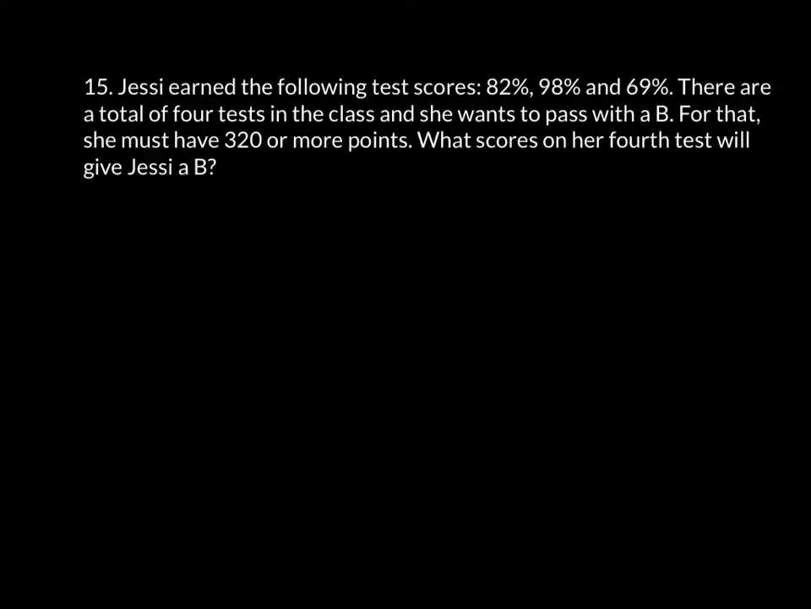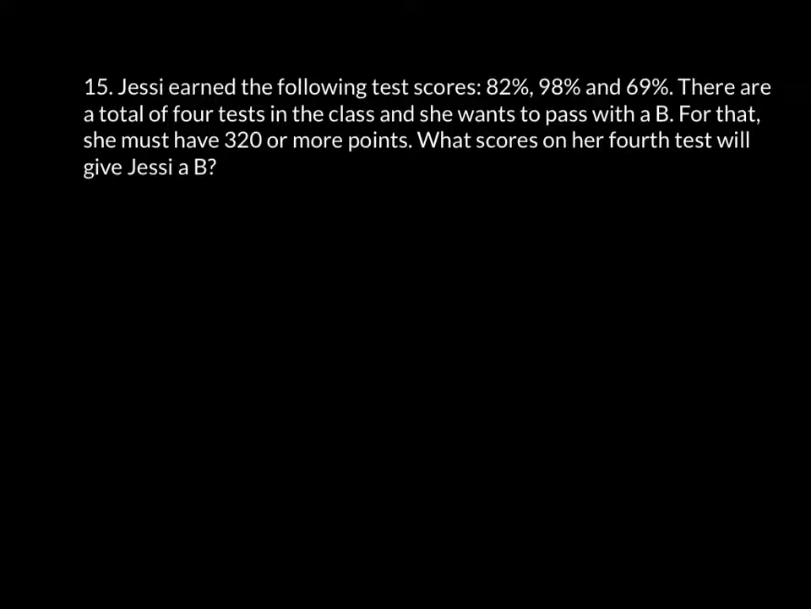Jessi has taken 3 tests in her class so far and earned 82%, 98%, and 69%. Her goal is to earn a B in the class, and she has one more test. So what must she earn on that test to pass with a B? To get a B, she needs 320 or more points. So that means we need to find the test score that will give her either 320 points or greater than 320 points.